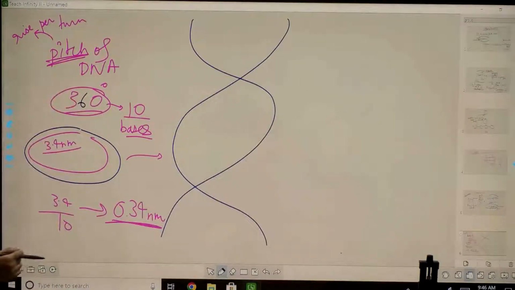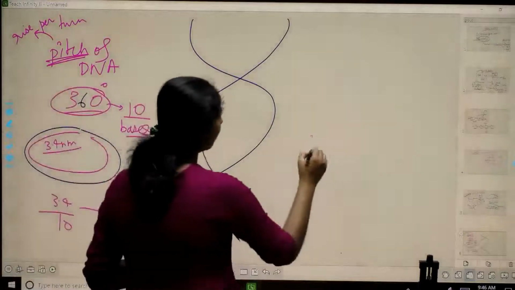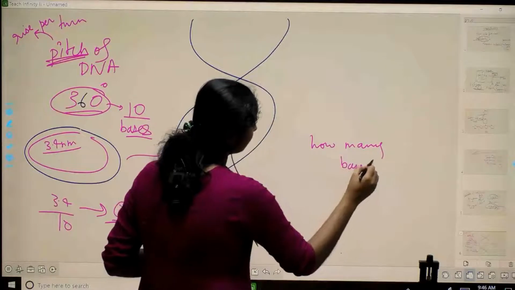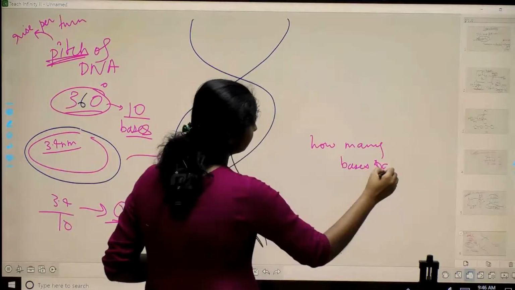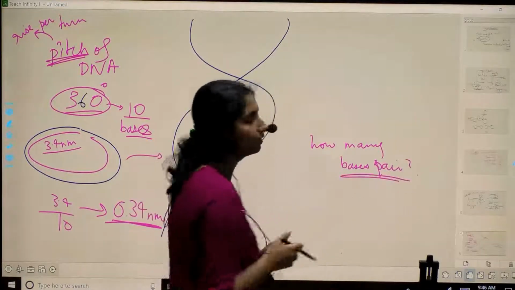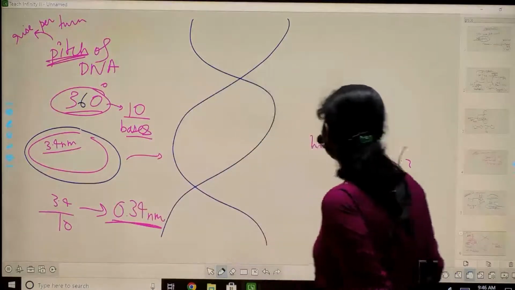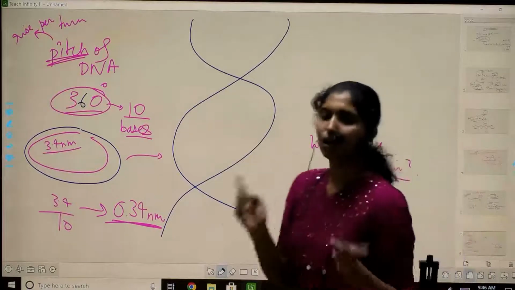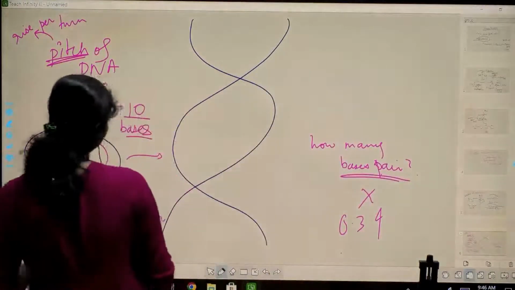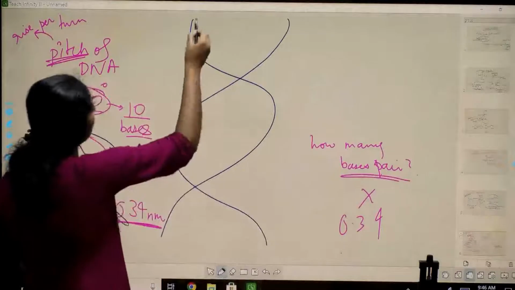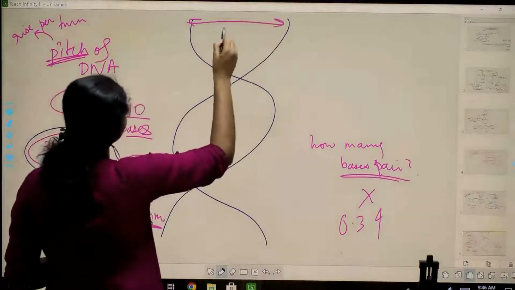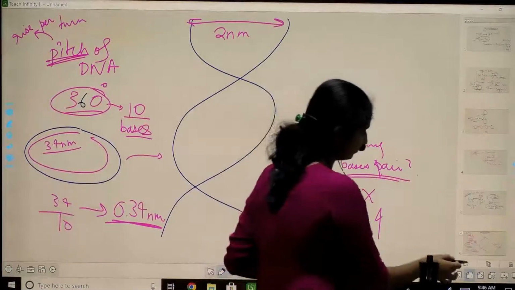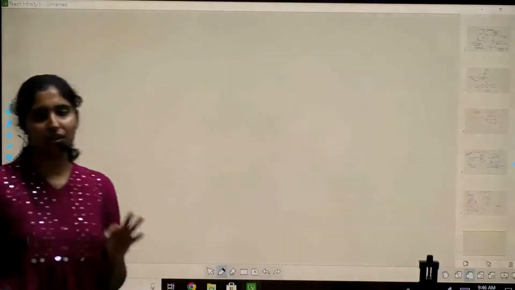So if we are given how many bases or base pairs there are in DNA, we can easily calculate the length of DNA by simply multiplying the number of base pairs by 0.34, that is the distance between two base pairs. And the diameter of DNA is 2 nanometers. Now the DNA strands have a polarity.